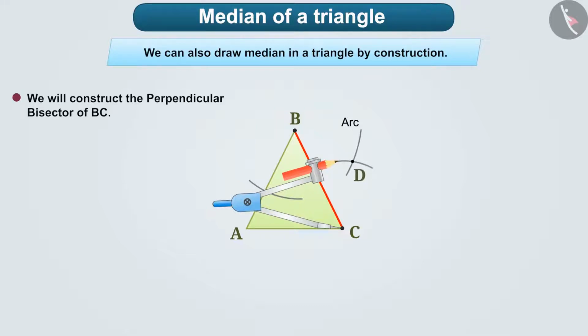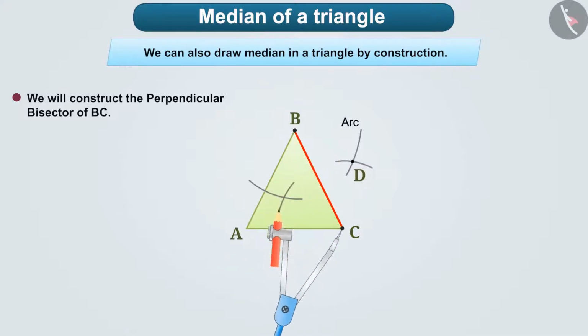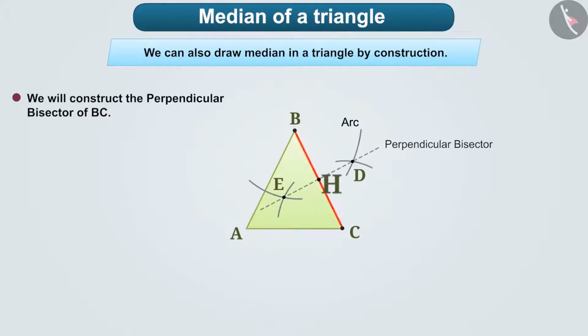at point D. Similarly, we will also draw an arc under the side BC, which will intersect the already formed arc at point E. Now we will join these 2 points so that we get the perpendicular bisector of the side BC. Suppose here the perpendicular bisector intersects the side BC at point H. In this way, point H will be the midpoint of the side BC.